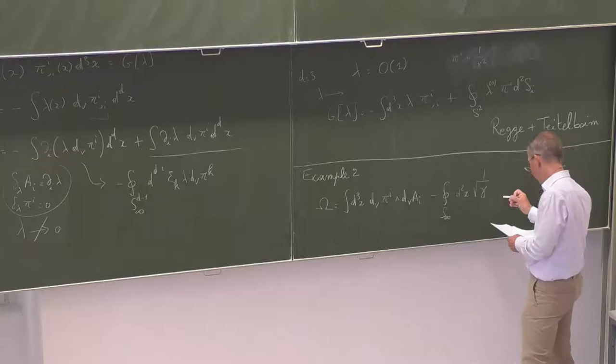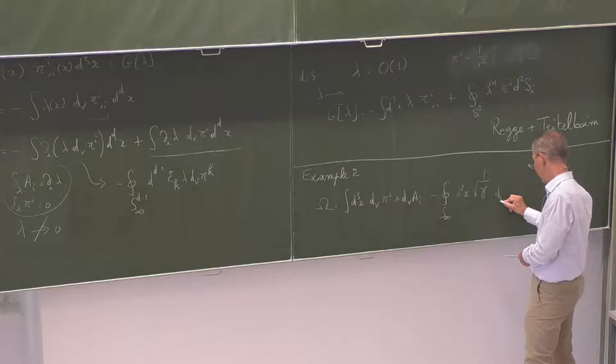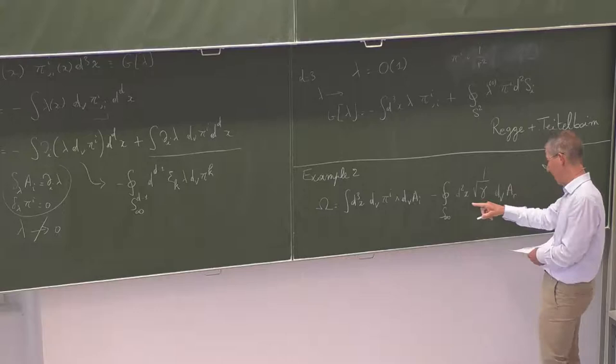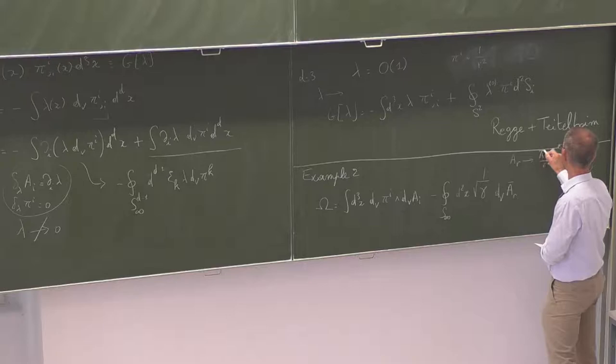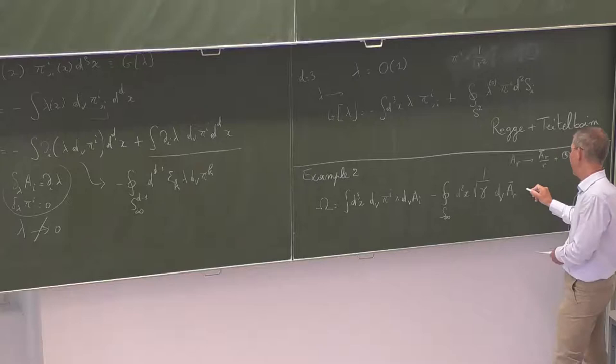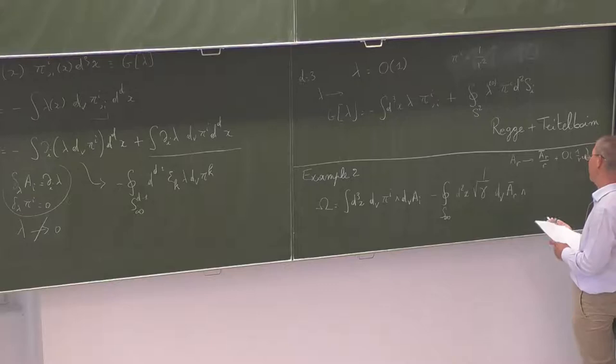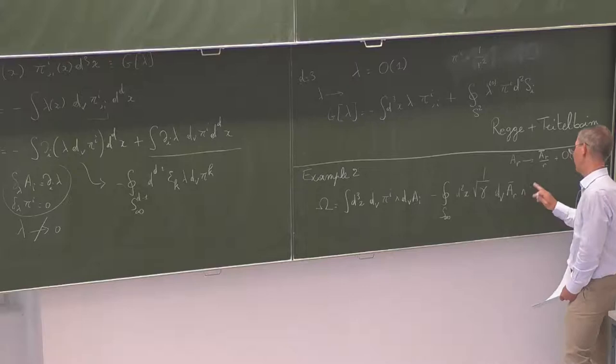And then there is an extra term, an extra piece to the two form, which is dAr at infinity. This is the asymptotic value, which I call A bar R. So I will assume that AR goes to infinity as AR over R, and that's the leading term plus sub-leading terms. And then there is an extra degree of freedom, which to some extent can be viewed as the time component of the vector potential, but I will call it psi.